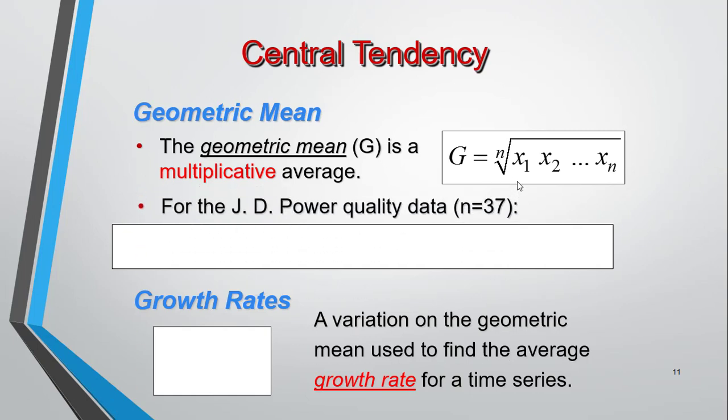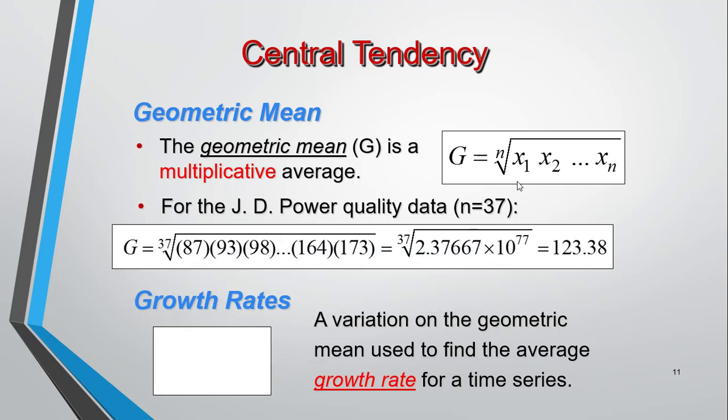For example, for the J.D. Power quality data in the book, you find that there are 37 data points. Now, how do you find the geometric mean? You take all 37 data points, 87, 93, 98, etc., all the way up to 173. You multiply all of them, and then you find the 37th root of that. Of course, that's a large number. It's not that easy to calculate.